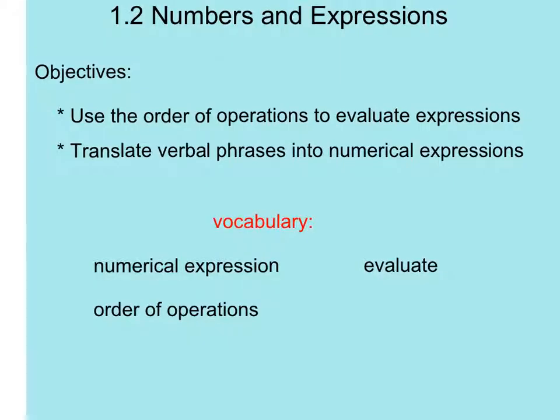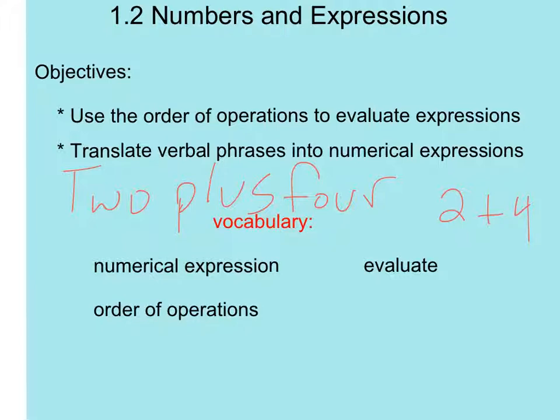So for this lesson, we're reviewing the order of operations and evaluating an expression. We're going to take verbal phrases and put them into numerical expressions. That's just a fancy way of taking 2 plus 4 in words and writing a numerical expression, 2 plus 4, like so. We don't need to solve when we do this, all we're doing is translating.